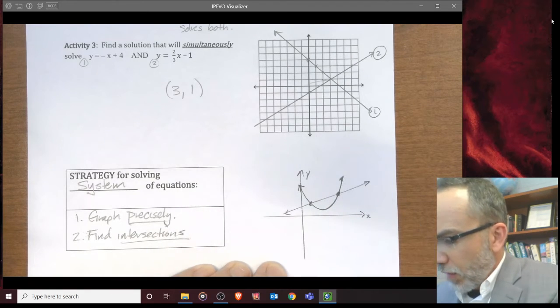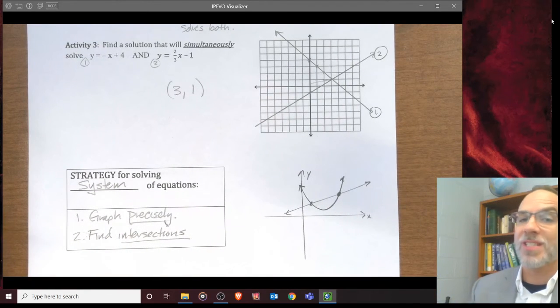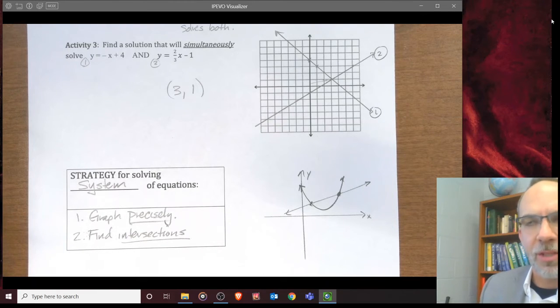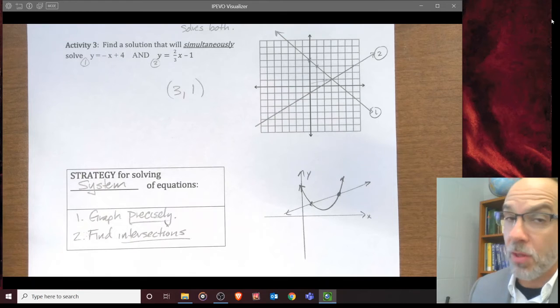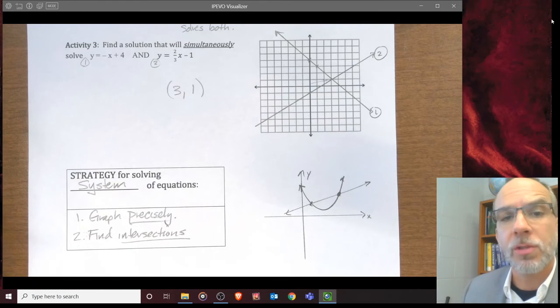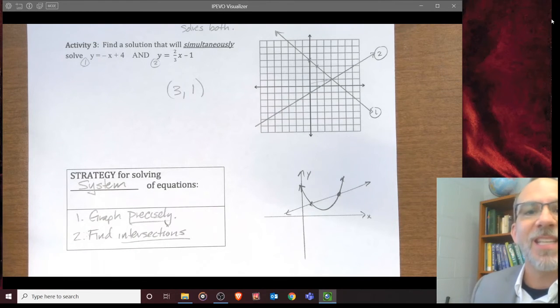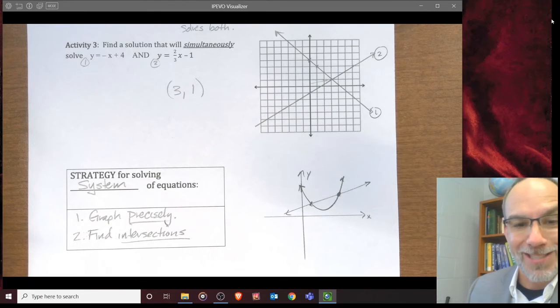Okay, so how would you solve it graphically? You would graph them precisely and then find where they intersect. Those intersection points, those x and y values, those would be the solution points that solve the system simultaneously.